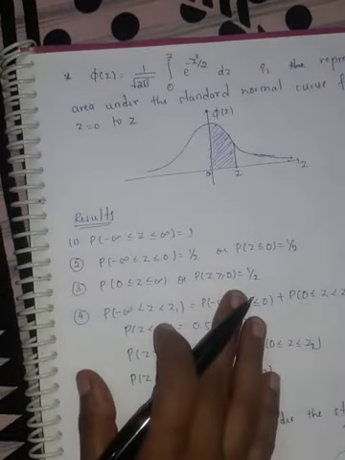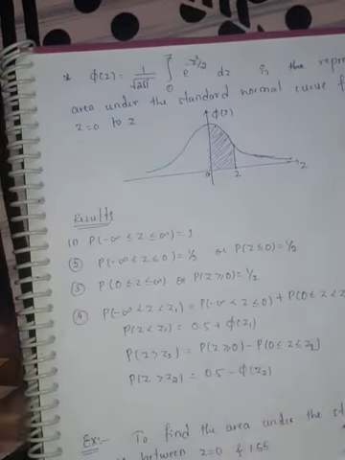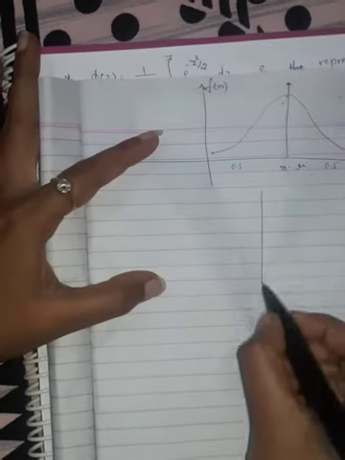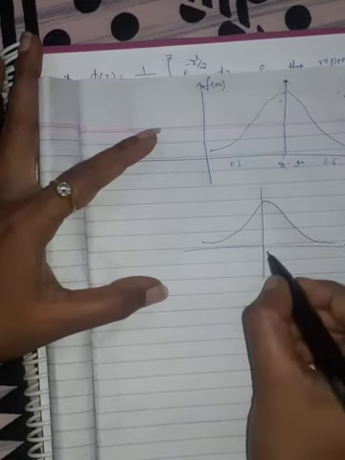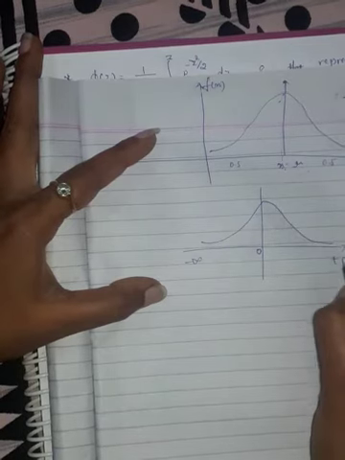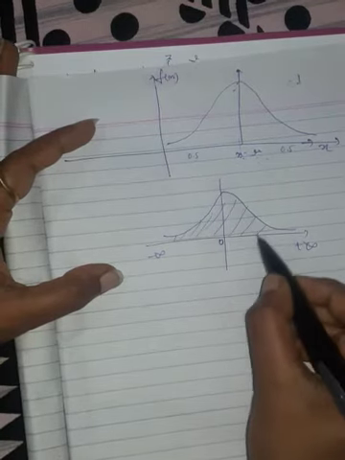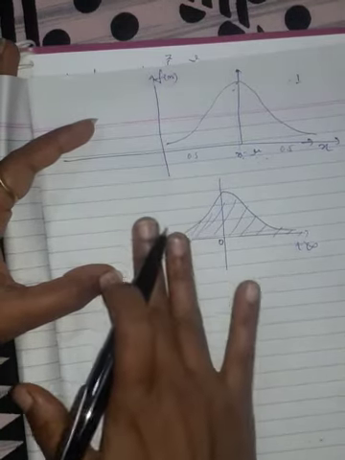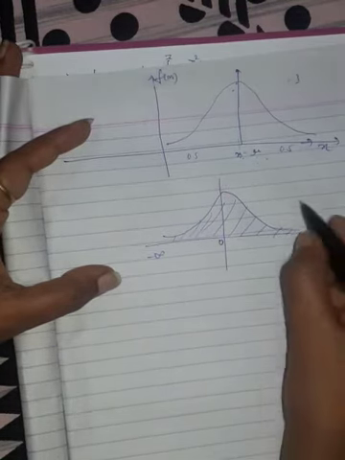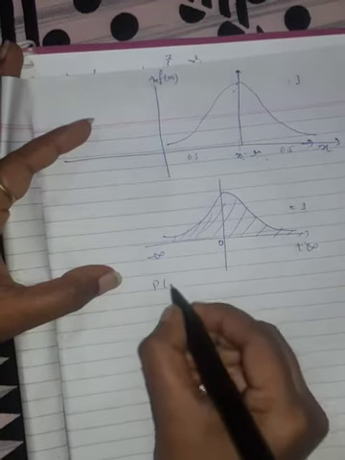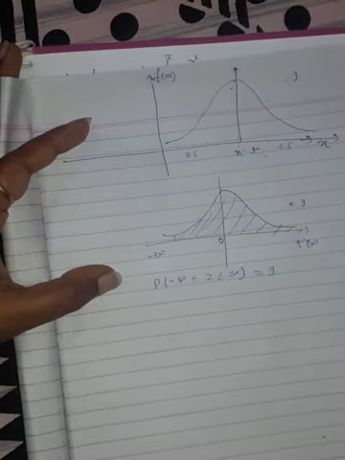We have some results here. Probability when z lies between minus infinity to plus infinity. So this is our curve. This is 0, minus infinity, plus infinity. Then probability when z lies between minus infinity to plus infinity means the full whole area. So as we know, the area under the whole curve is nothing but 1. So probability when our z lies between minus infinity to plus infinity is always 1.